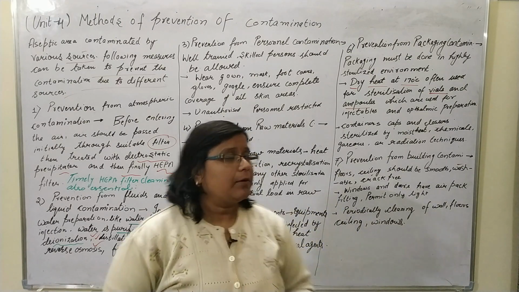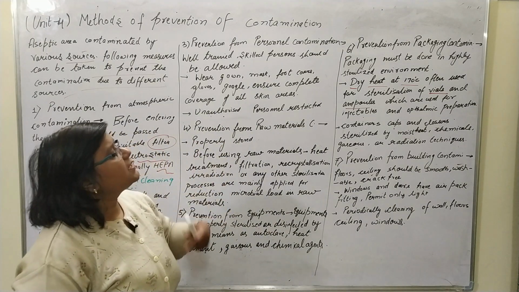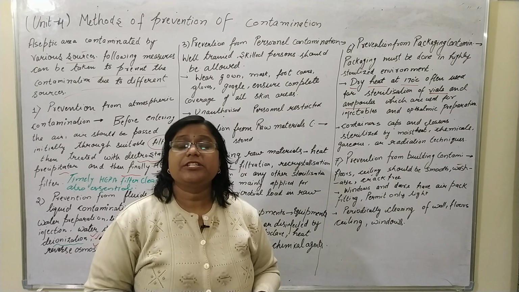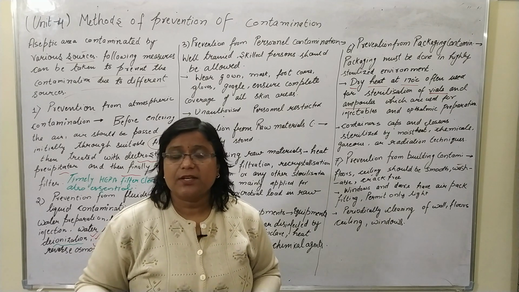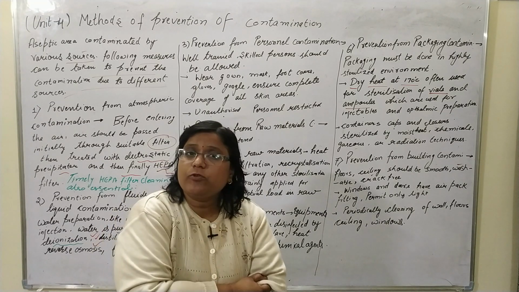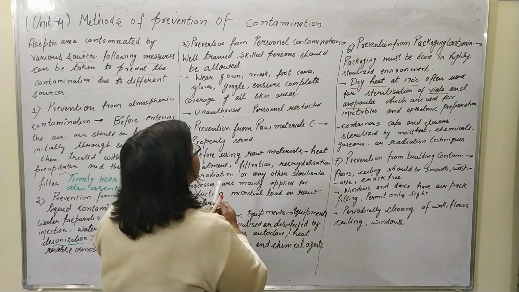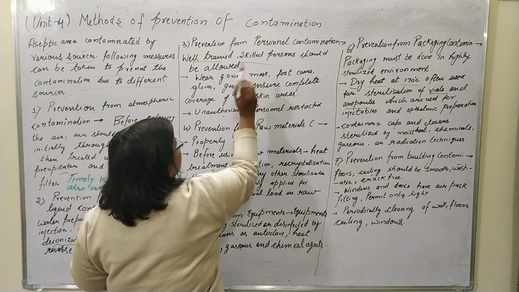Now the third point is prevention from personal contamination. As we have noticed, personal contamination is due to unskilled, untrained persons. So for that we have to allow only skilled and well-trained persons. Skilled and well-trained persons only are allowed.